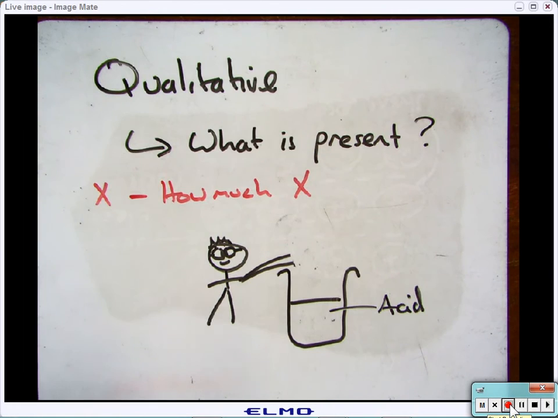So the first key word you need to get your head around is qualitative analysis. Basically, qualitative analysis tells you what is present. It doesn't tell you how much. So for example, it's like pH paper. Using pH paper you can find out whether something is an acid or not, but it doesn't tell you how much of an acid there is, the concentration of it, and the strength of it.